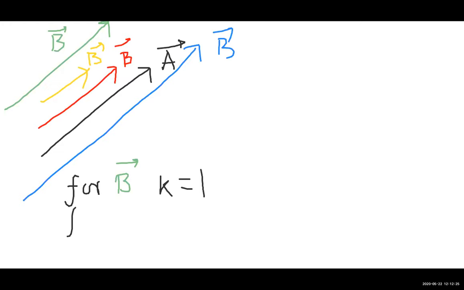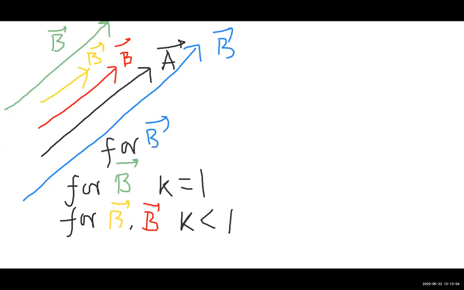Iske baad se, for yellow wala B and red wala B, k is less than 1. Dikhai de raha hai k less than 1 kyun hai? Kyunki magnitude unka 1 se kam ho gaya. Aur ye jo blue wala, uske liye k greater than. ठीक है ना? Okay. So this is the result of multiple.